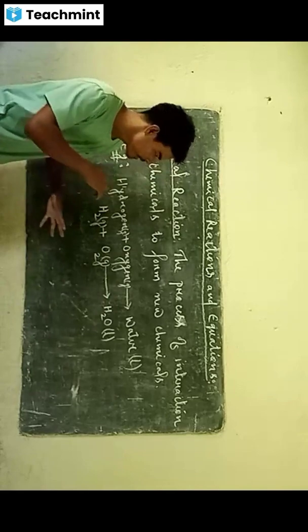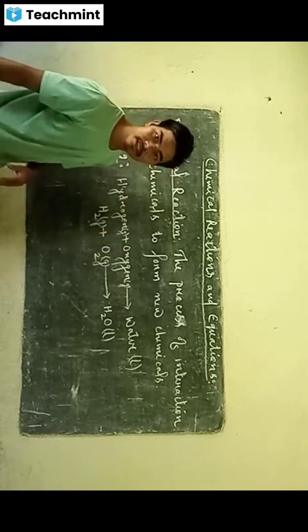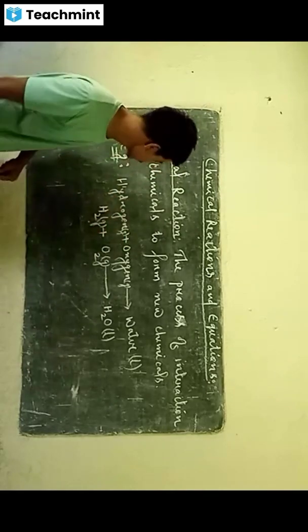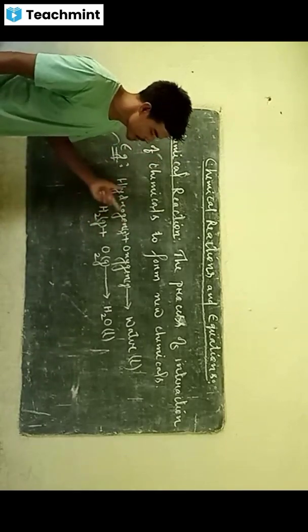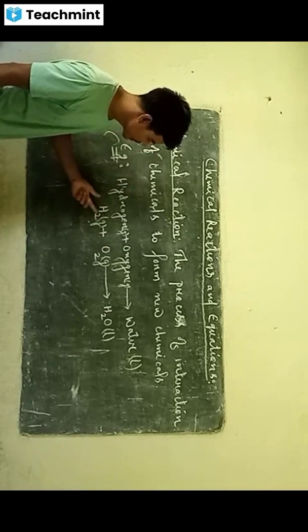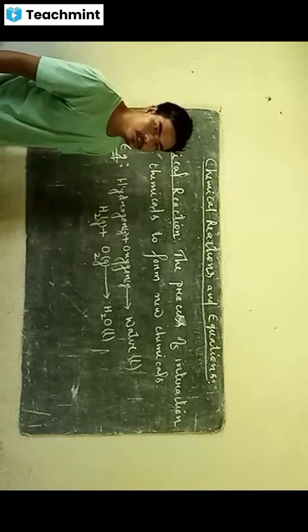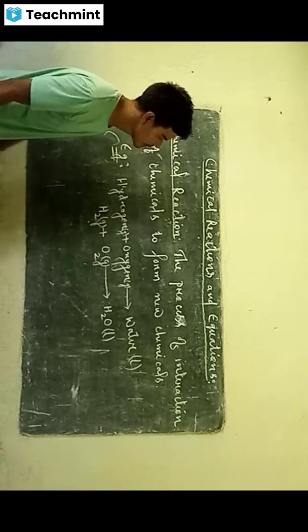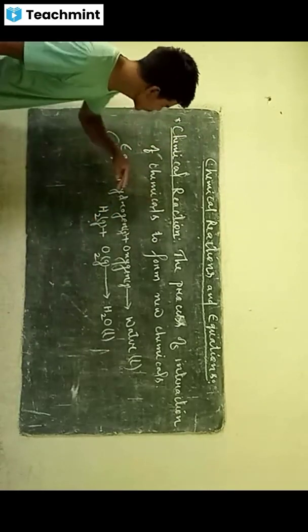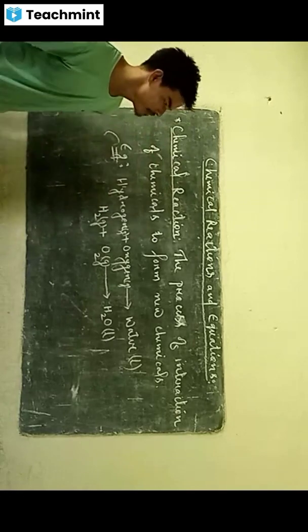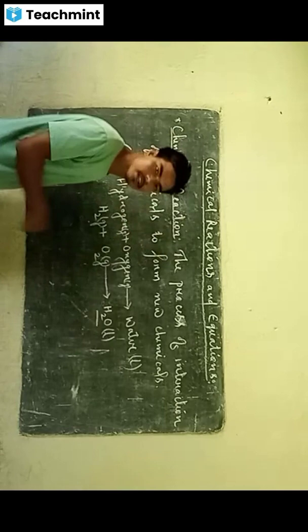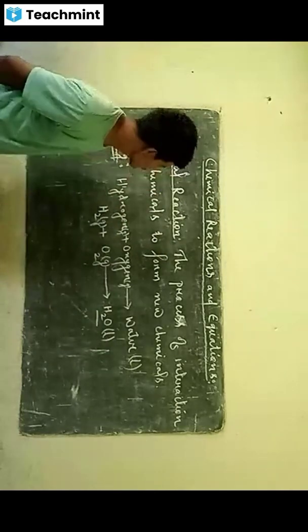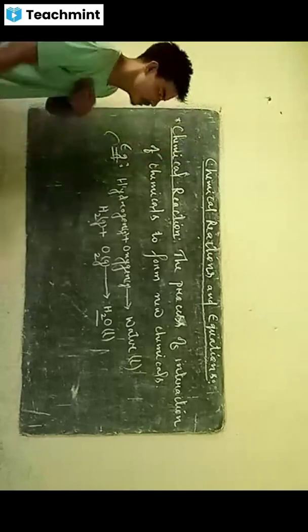So the change that happens here is a chemical change, right? We learned about chemical change already. In this change, you'll find that the gas is converted into liquid. So this process is known as chemical reaction. The process of interaction of chemicals to form new chemicals. Water is made up of chemicals, so we can simply say the process of interaction of chemicals to form new is called chemical reaction.